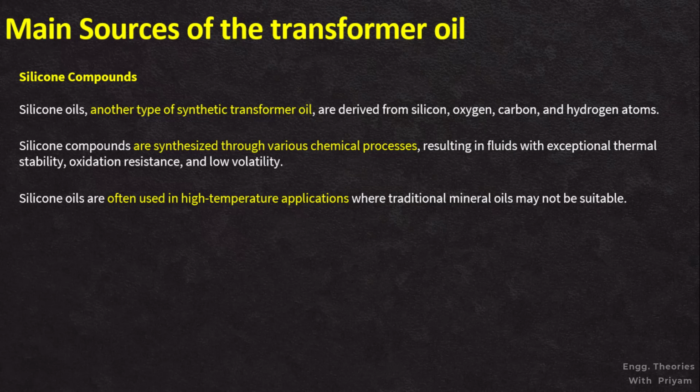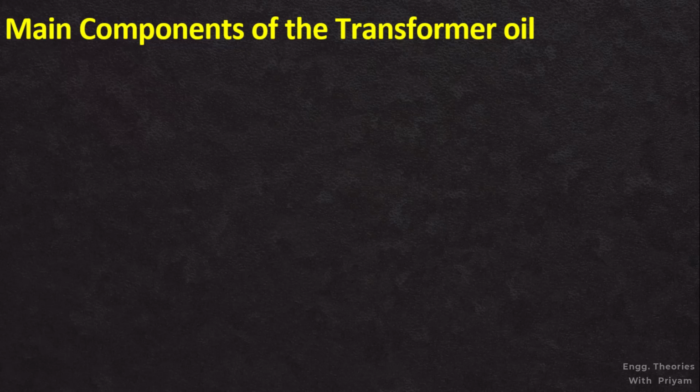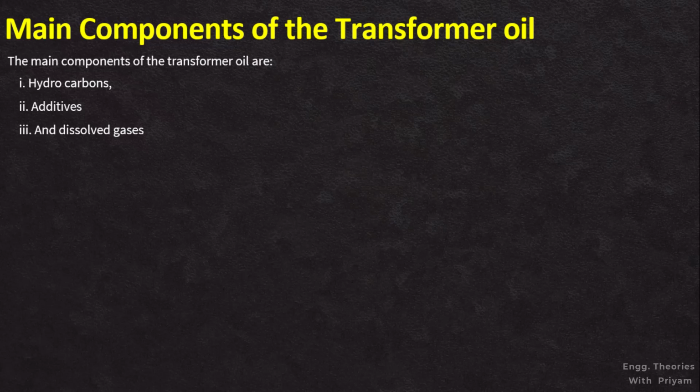Let's see the chemical composition of the transformer oil. The chemical composition of the transformer oil can vary depending on the specific type and manufacturer, but it generally consists of a mixture of different hydrocarbons and additives. The main components of the transformer oil are hydrocarbons, additives, and dissolved gases.